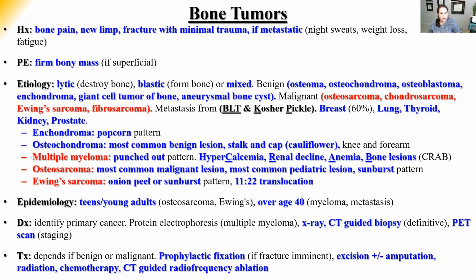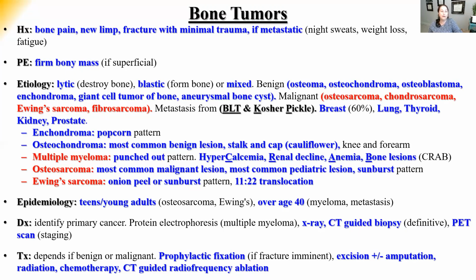Multiple myeloma, we've discussed this in several units already. This is going to be a punched out lesion in the bone. This is associated with the Crab syndrome: hypercalcemia, renal decline, anemia, and bone lesions.